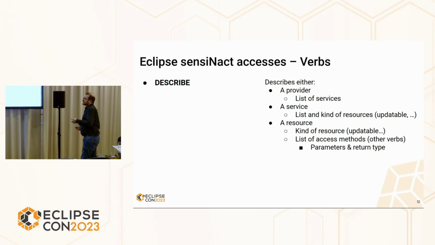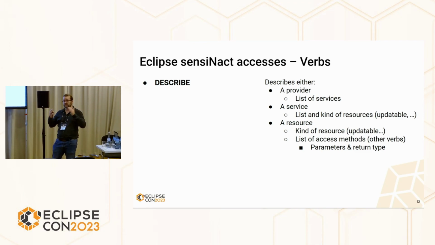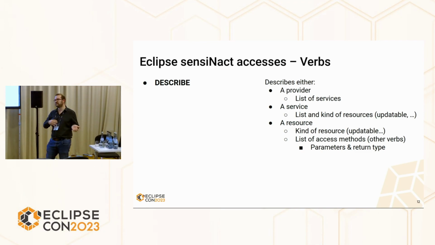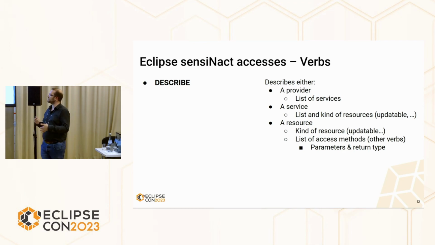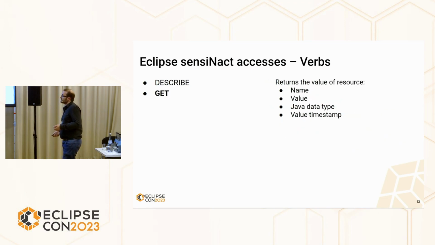The access to SensiNact comes with a set of verbs. So we have a different kind of them. The description, which just says what is your provider, your service, and your resource, what it contains, etc. Note that a resource can be either a data resource, which will hold, for example, a temperature, but it can also be an action. So, for example, if you have an electromagnet, you can shut it down and open a door, for example. You have then get, which is obvious, you get the data.